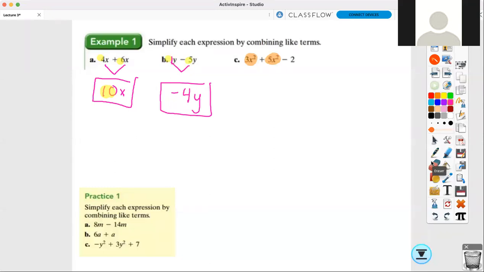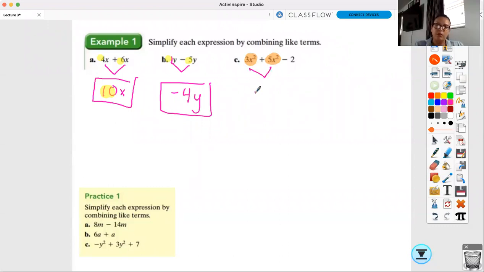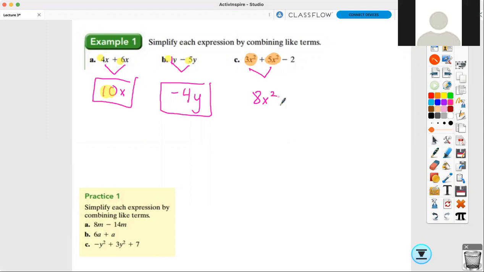We're going to add. We're going to add what two numbers? 3 and 5. Which is what? 8. And now what should be after the 8, guys? X squared. Everyone see that? Okay, yes. And then we bring down the -2.